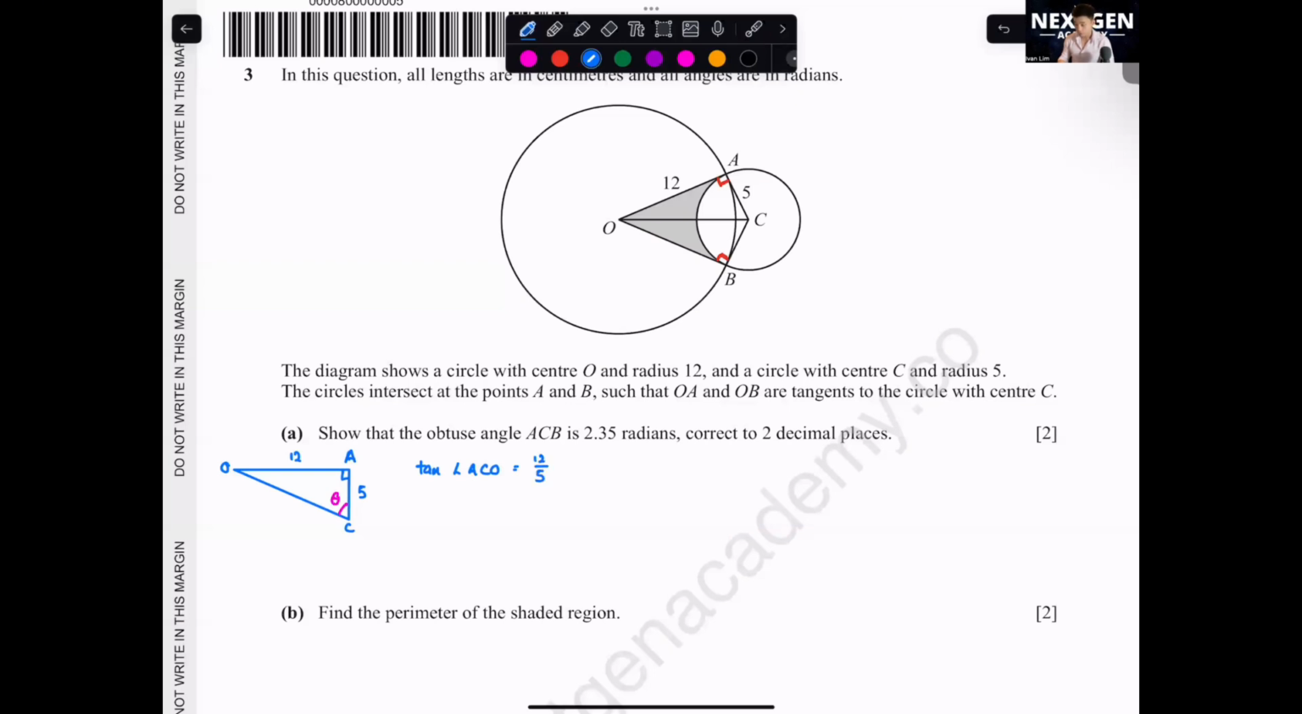Okay, this one you all use calculator. Angle ACO will be inverse tangent 12/5. Convert your calculator to radian mode first. You should get 1.176. Then angle ACB will be 2 times angle ACO. So 2 times 1.176, which is 2.352. Rounding up will be 2.35 to 2 dp.